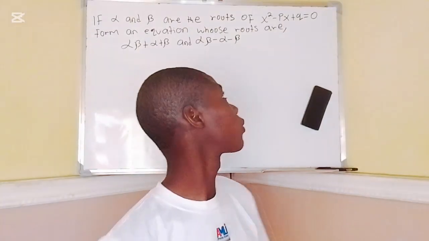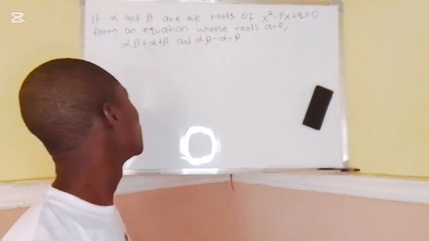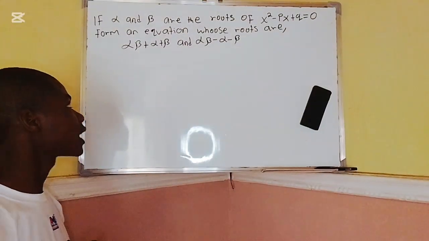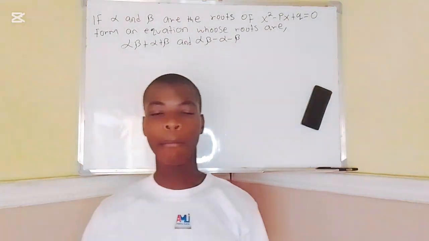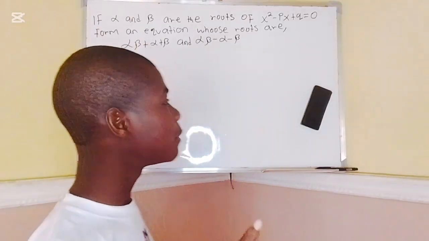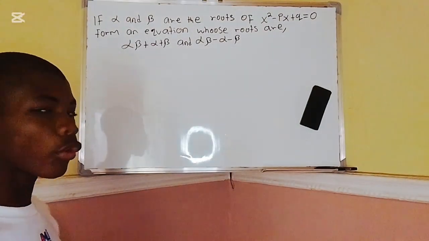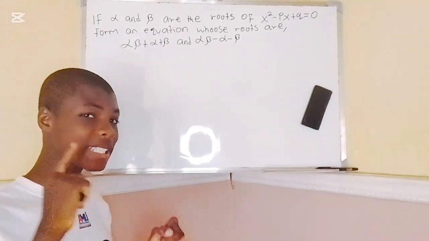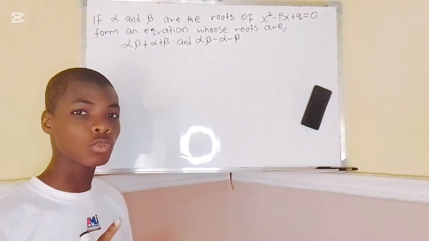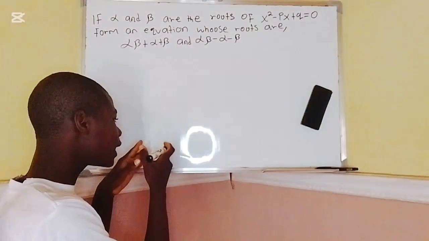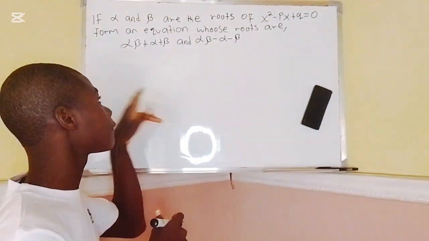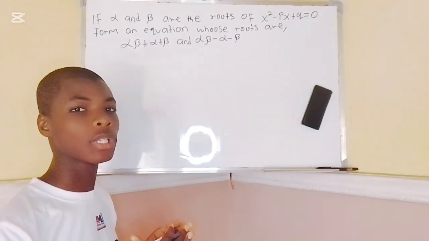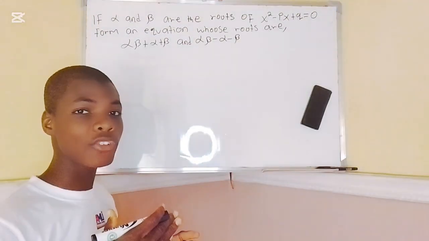Viewers, in this tutorial we are going to solve this kind of question: how to form an equation whose roots are alpha beta plus beta, and alpha beta minus alpha minus beta. The main idea in this kind of question, if you are going to form an equation and you are given the roots, is to first let the roots be either x1 and x2, or lambda 1 and lambda 2. After that, between the lambda 1 and lambda 2, the first root and second root, you have to make them the sum of the roots and product of the roots, like lambda 1 plus lambda 2.